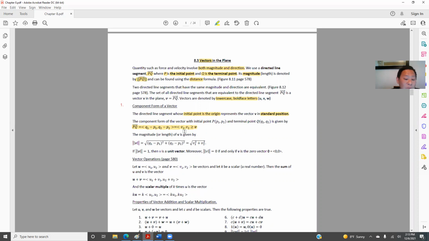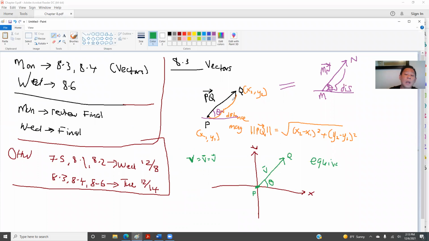And class, I just want to point out that in order for us to write this component form, we use less than and greater than symbols. We don't use parentheses. So for example, if I have this PQ, let's say P is at the coordinates -1, -3, and Q here is at the coordinates 7 and 5.